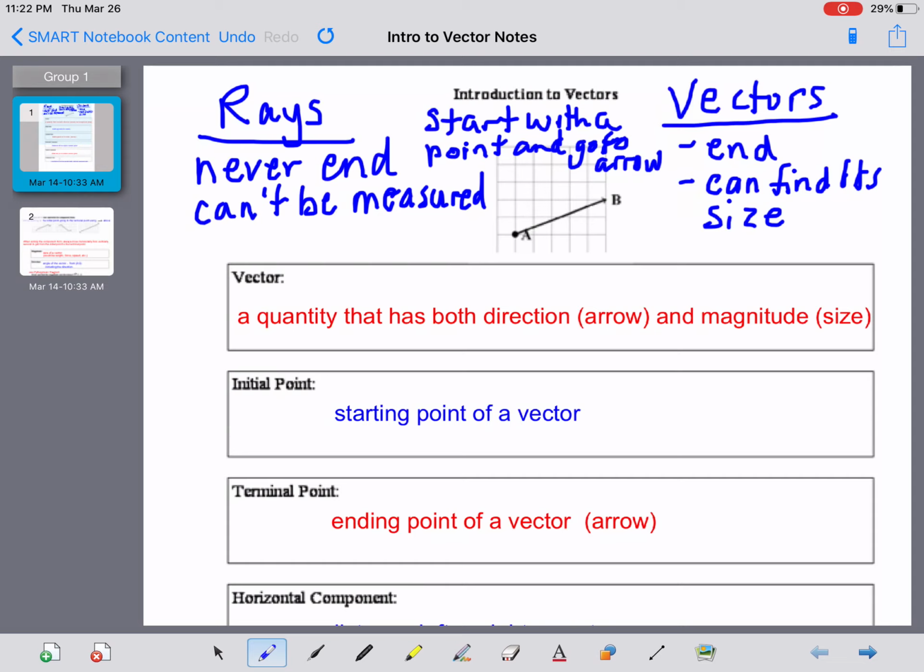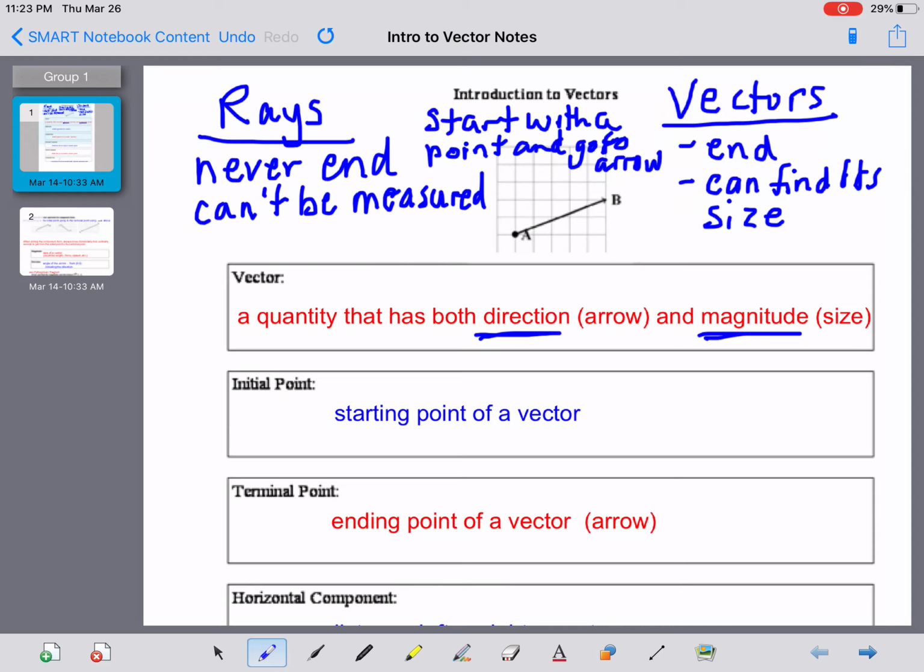So the first thing I want to talk about with a vector is its definition. And this is a quantity that has both direction and magnitude. Okay, so the direction you see is the arrow, and the magnitude will be its size. Because it actually ends, we can find its magnitude or its size. So a vector is a quantity with both direction and magnitude. And just a heads up, that's a test question, so you do want to remember that.